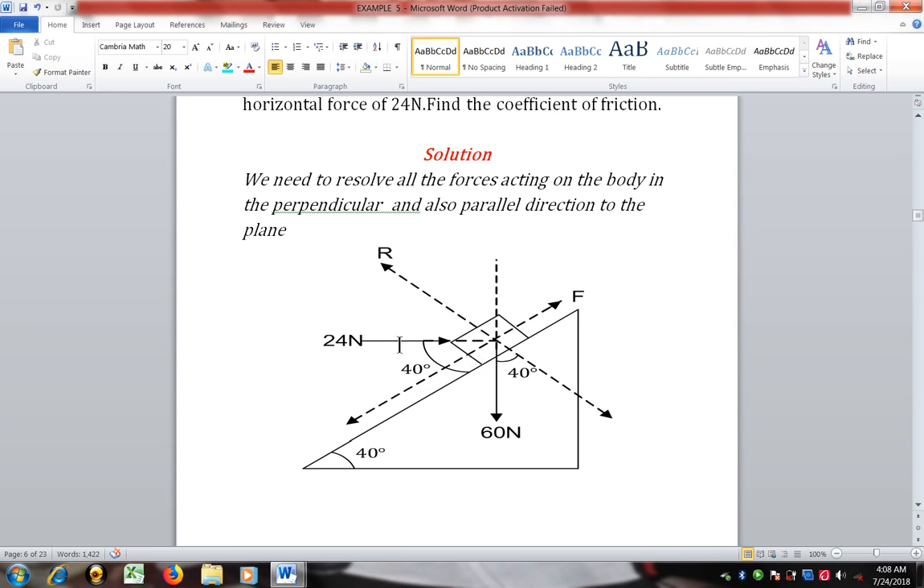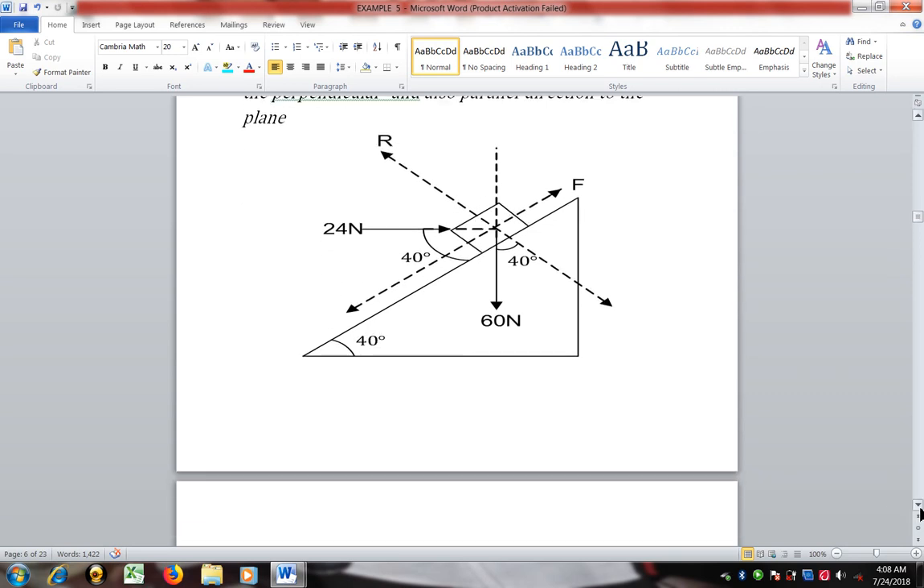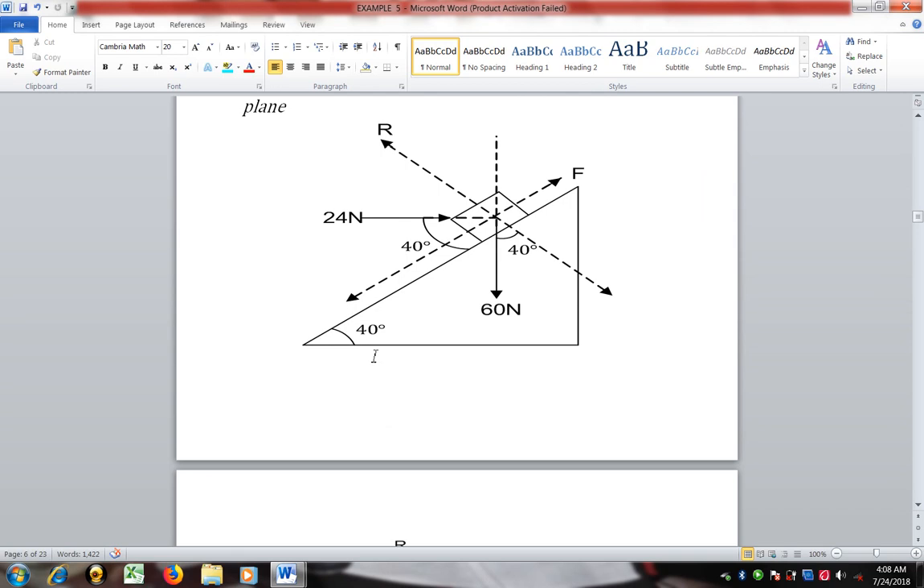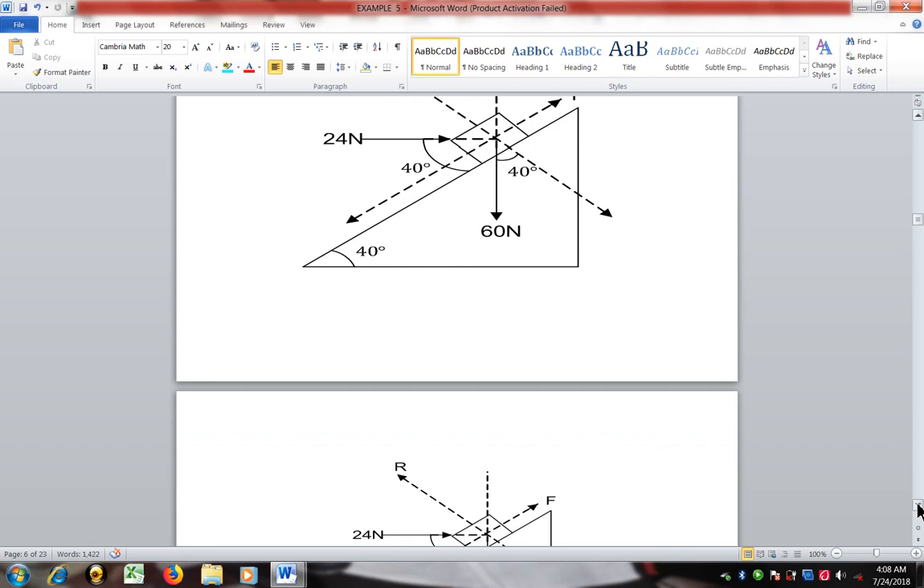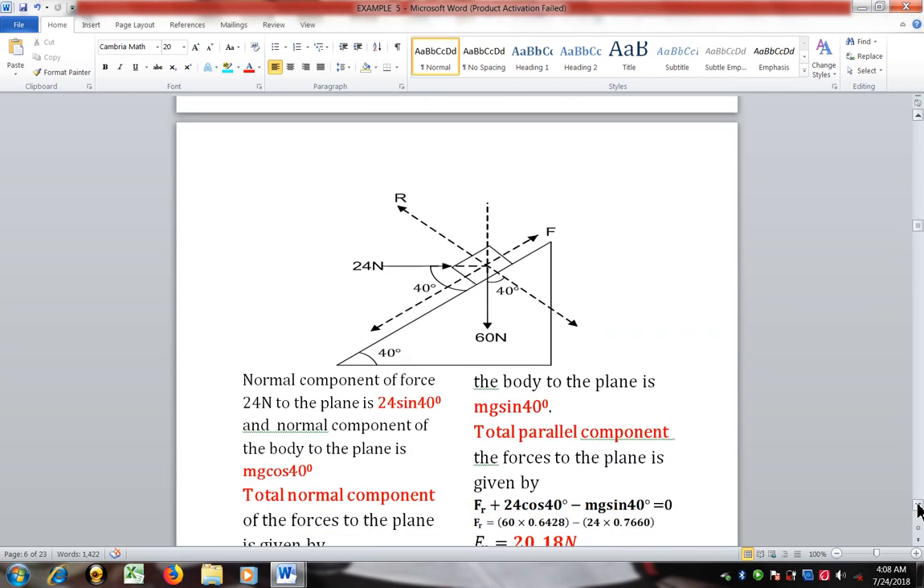So we can resolve this 24 Newton parallel to the plane. It tends to act upward, and also perpendicular to the plane. So those are the forces we need to work on. We know the angle of inclination of the plane is 40 degrees. Okay, now let's go.